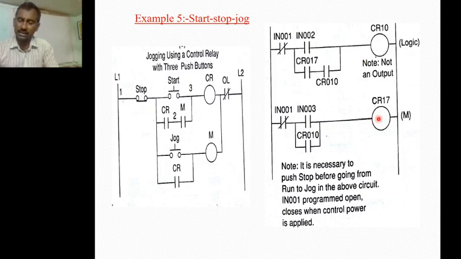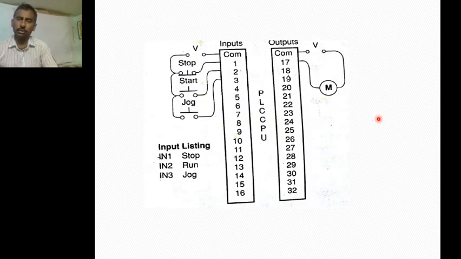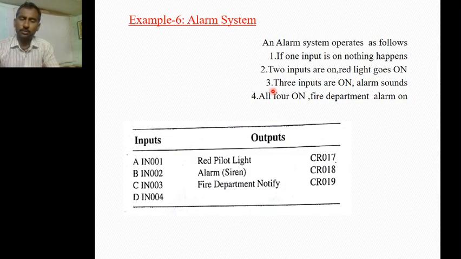So this example gives the start stop jog circuit, and we already know about the representation of the connection diagram. So the inputs are the start button, stop button, and jog button, and the output is only the motor. So that previous ladder diagram will be inserted in the PLC CPU. That PLC CPU consists of an input module on one side and an output module on the other side. Input devices, that means the stop button, start button, and jog button, are connected to the input modules, and the motor is connected to the output module. This one is the fifth example.